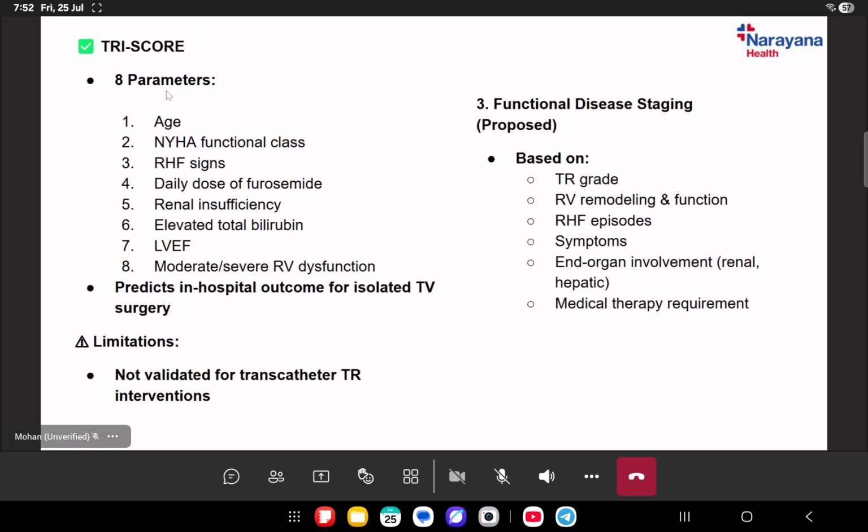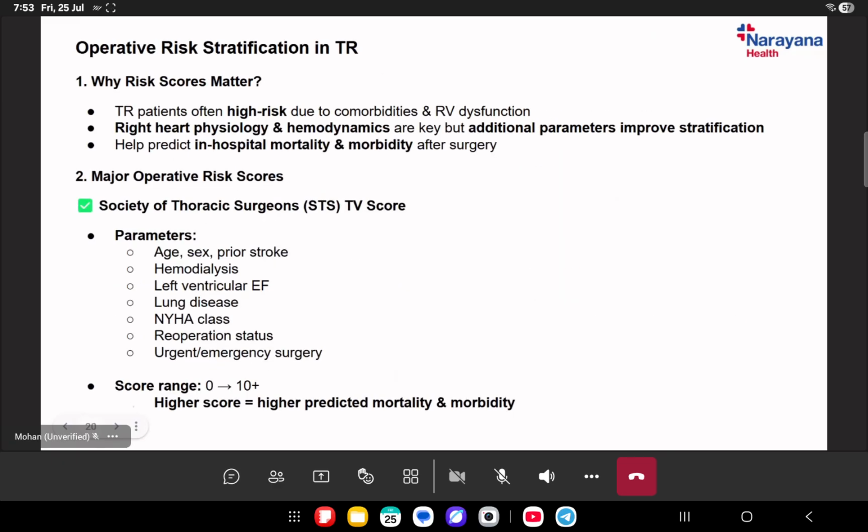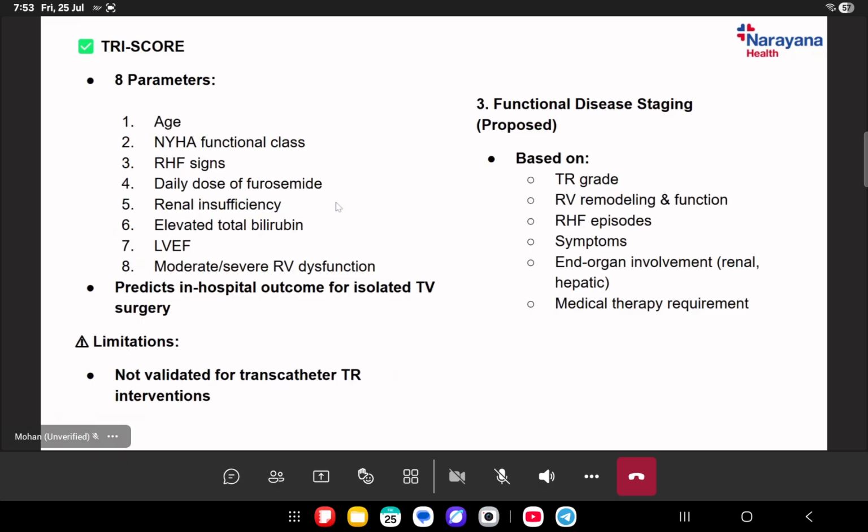And we have other scores like the TRI score, which has 8 parameters and predicts in-hospital outcome of isolated tricuspid valve surgery. Then there is functional disease staging, based on end organ involvement, medical therapy requirement, and right heart failure episodes. It proposes a staging of 5 stages, which we will describe later, and is not validated for transcatheter tricuspid valve interventions. All these risk scores are for in-hospital operative mortality or operative outcomes or risk stratification, not for transcatheter interventions.